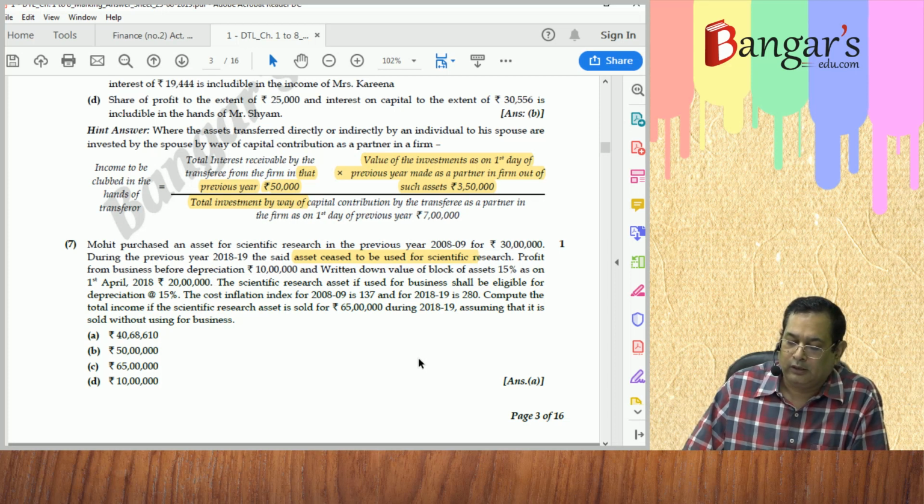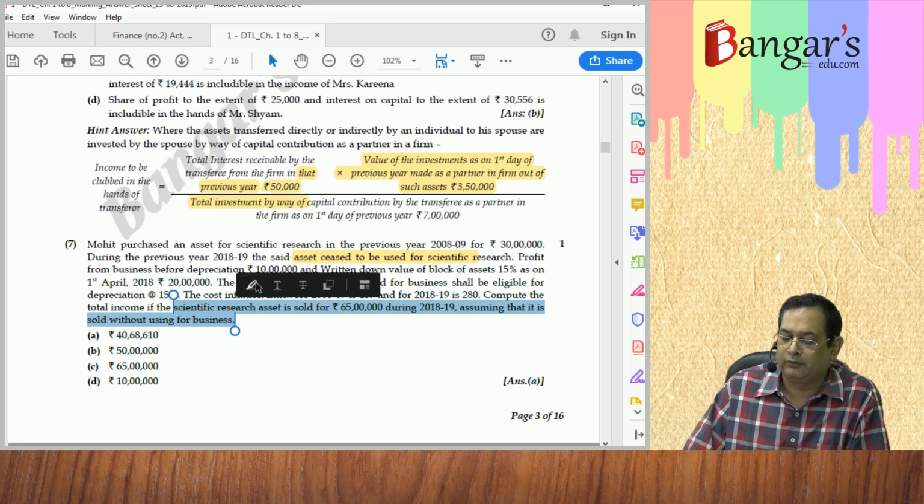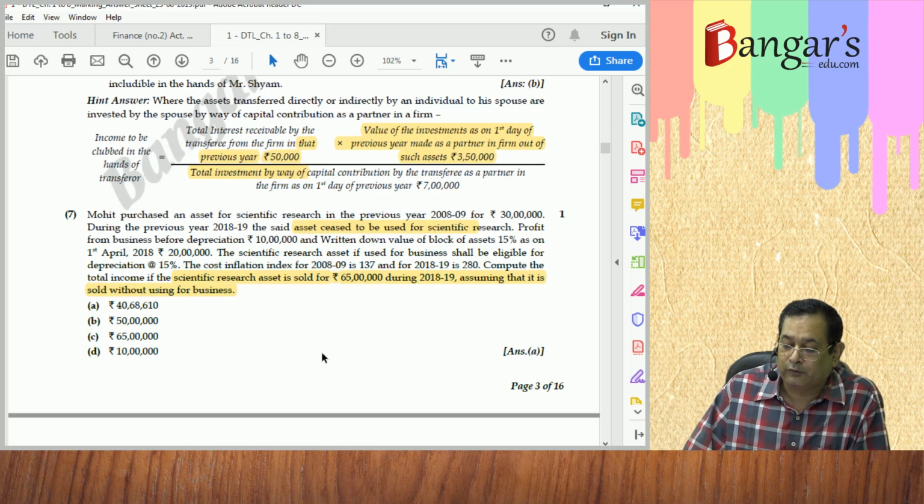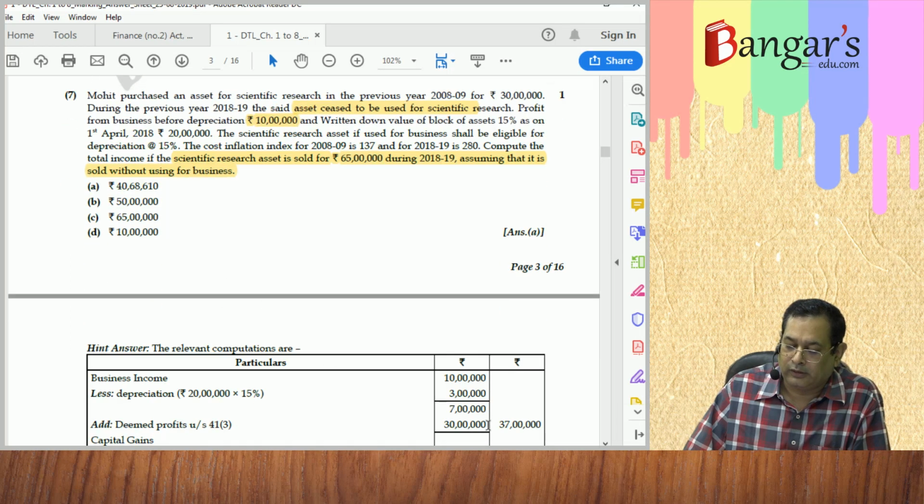So in case the asset is used for scientific research, and now it ceases to be used for scientific research, and the same is subsequently used for the purpose of business, then in that particular circumstance that will be added in the block of the asset. But here they are providing that it has been sold without having been used for the purpose of the business. So in case your business profits prior to the allowance of depreciation are 10 lakhs, we'll be allowed the depreciation on the block of the asset, that is 10 lakh. Depreciation will be allowed 3 lakh rupees.